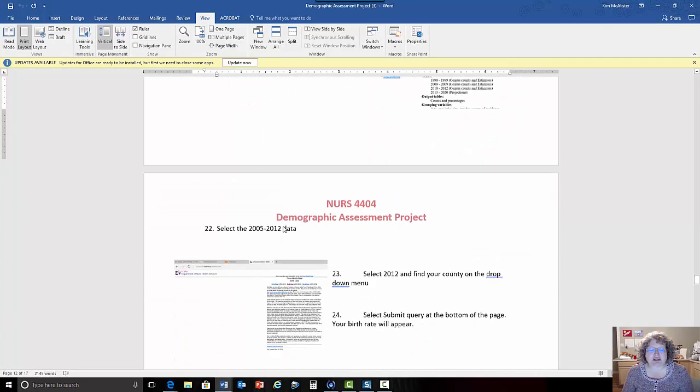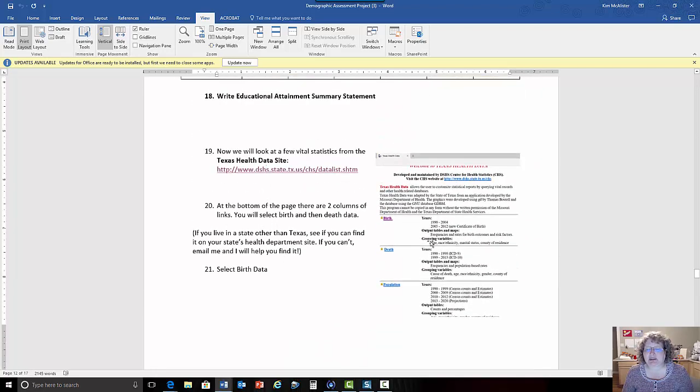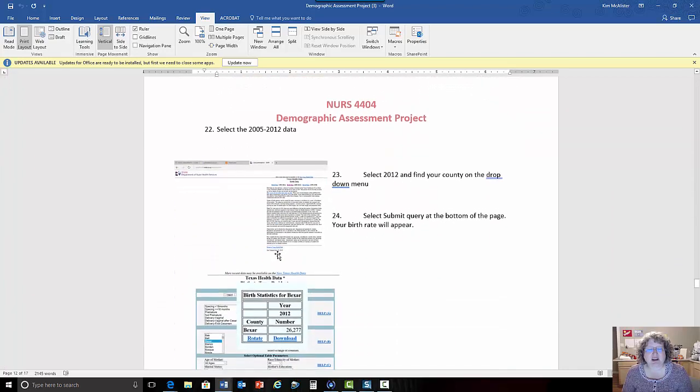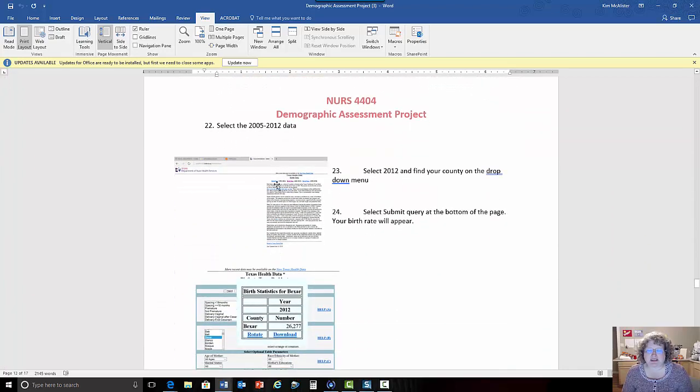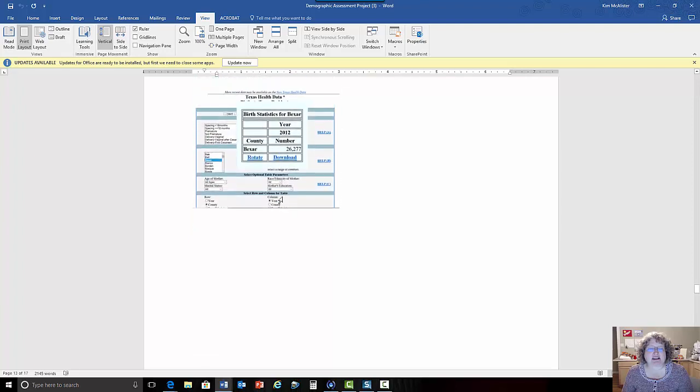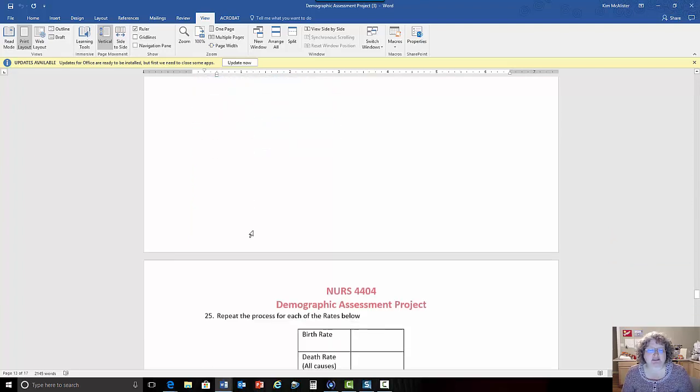So here you're going to look at the birth data and you'll see the picture is a little bit different. They changed the site this time. But you can look at the birth data and you can put in your county and get the data for the county, and then you can also get the same data for the state.